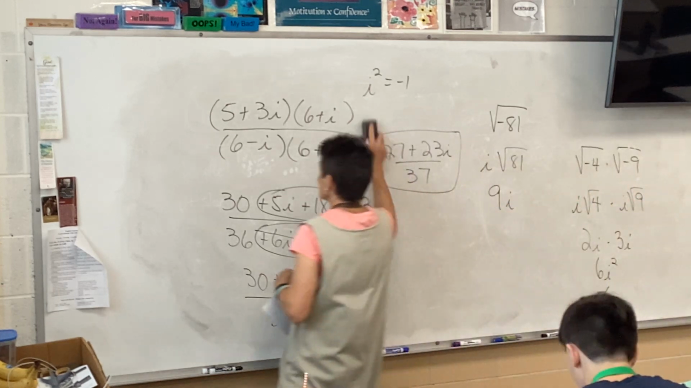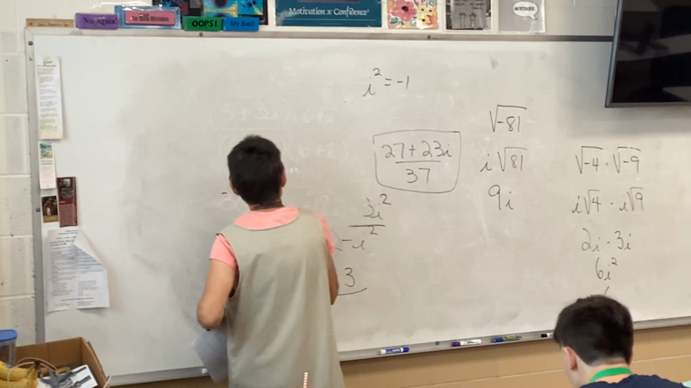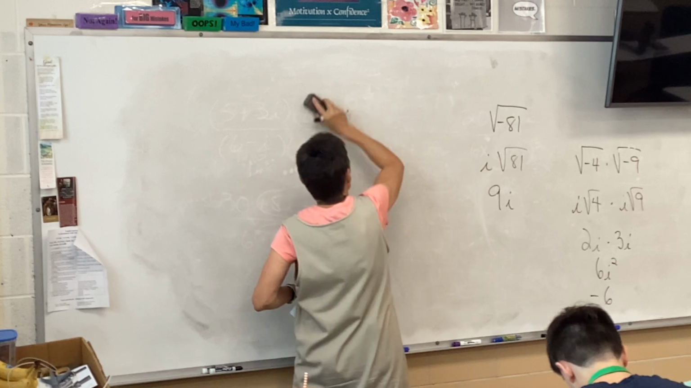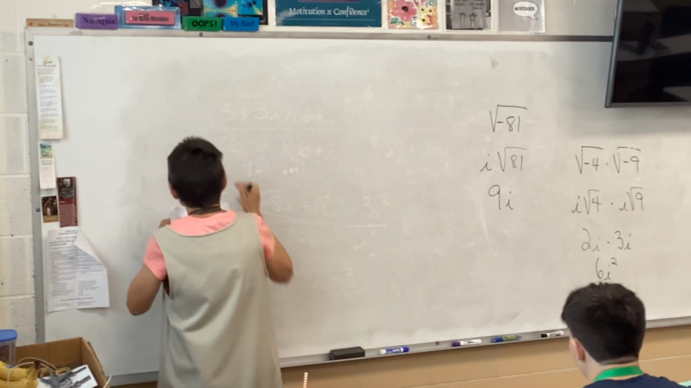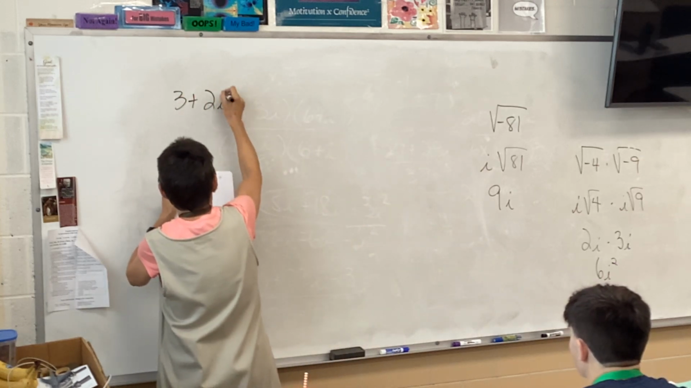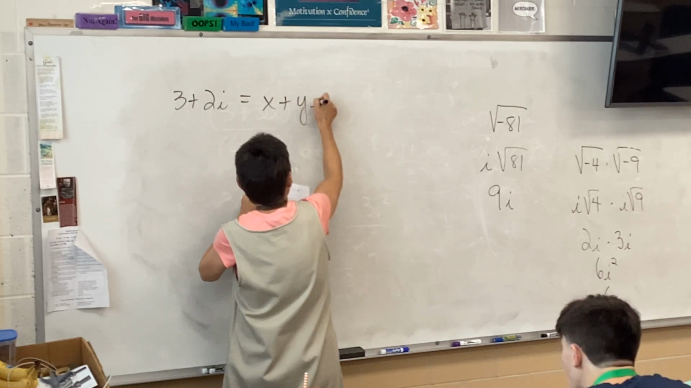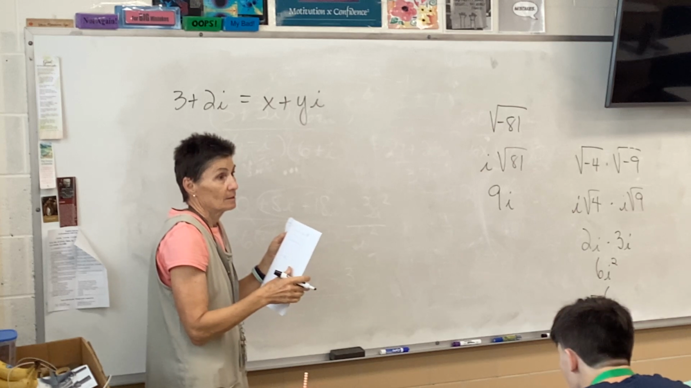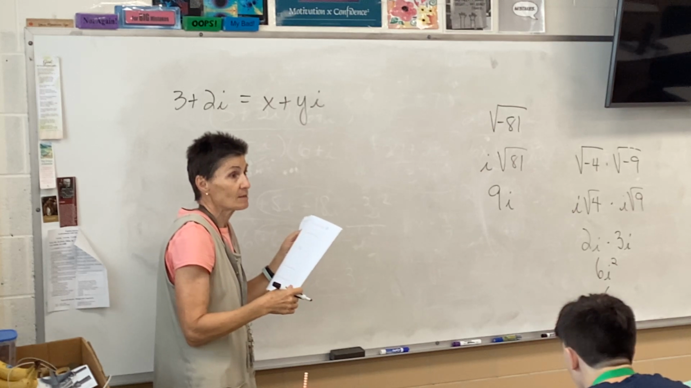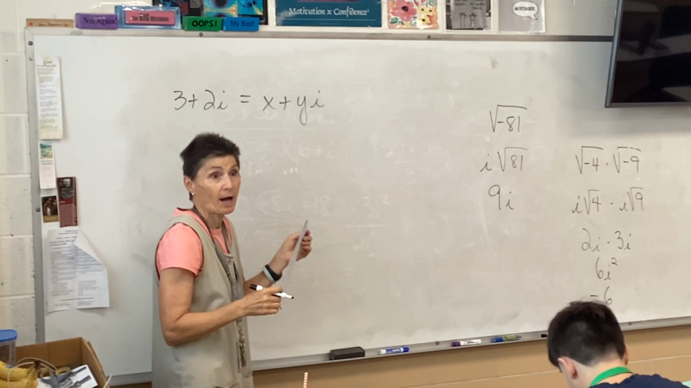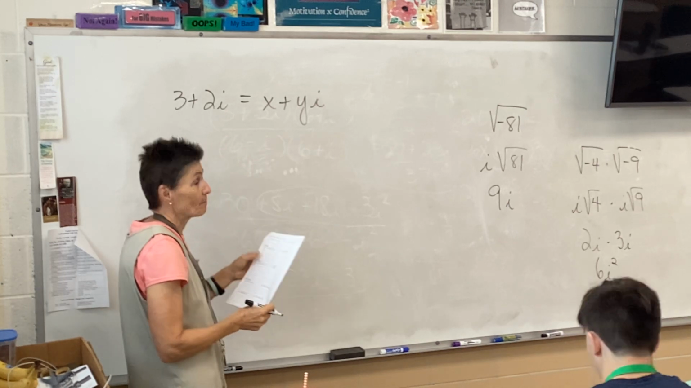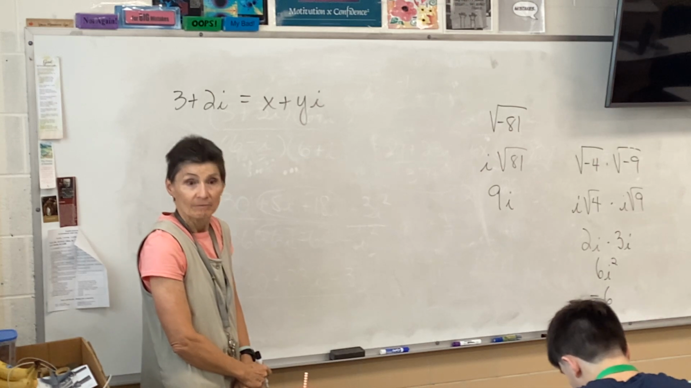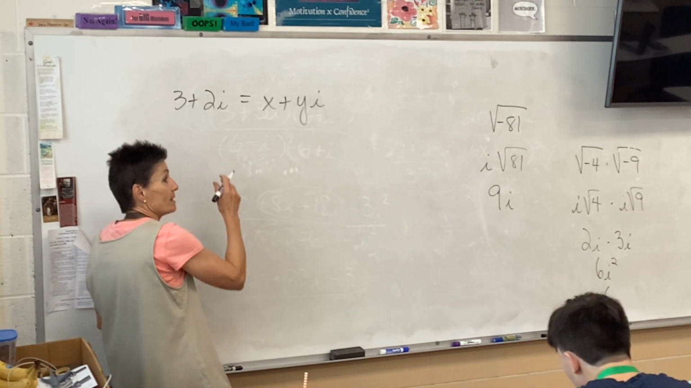All right, let's look at this next one. This next one is super simple, but it looks super hard. Do not be afraid. This is about the easiest problem you could ever have. You want to take a wild guess? What do you think X and Y are? That's your job. What's X? What's Y? 3. Who said that? Very good. 3 and 2.